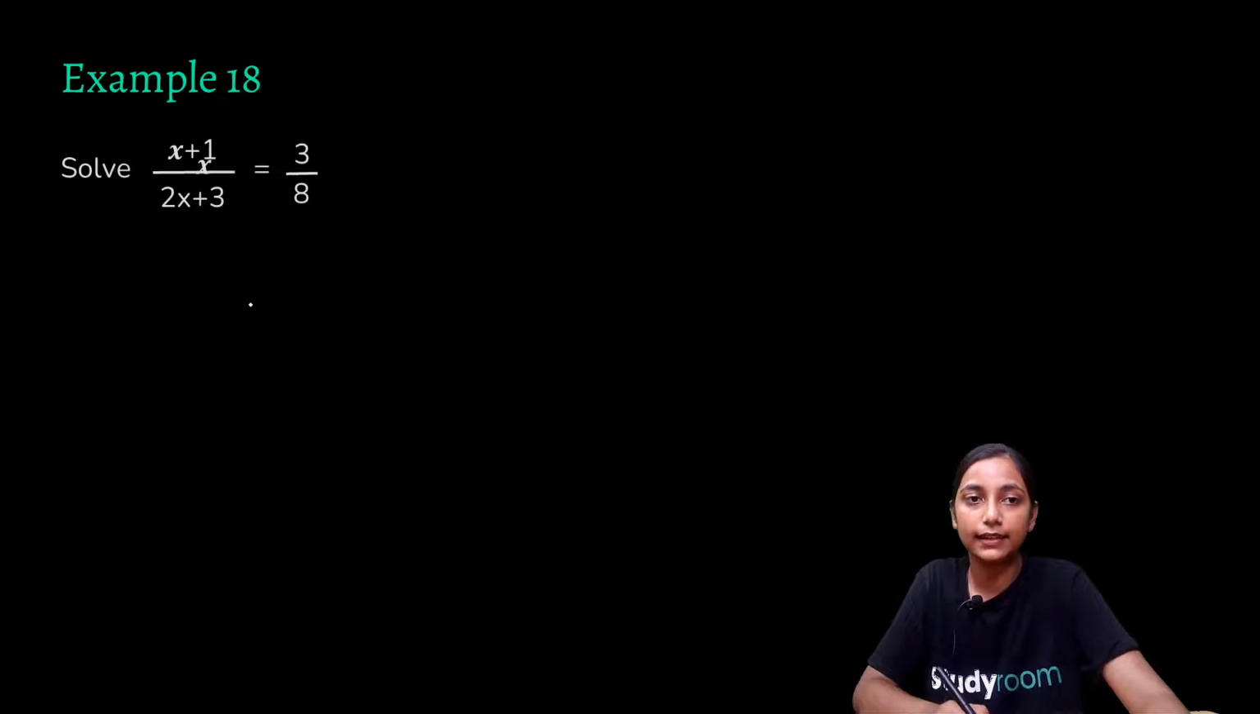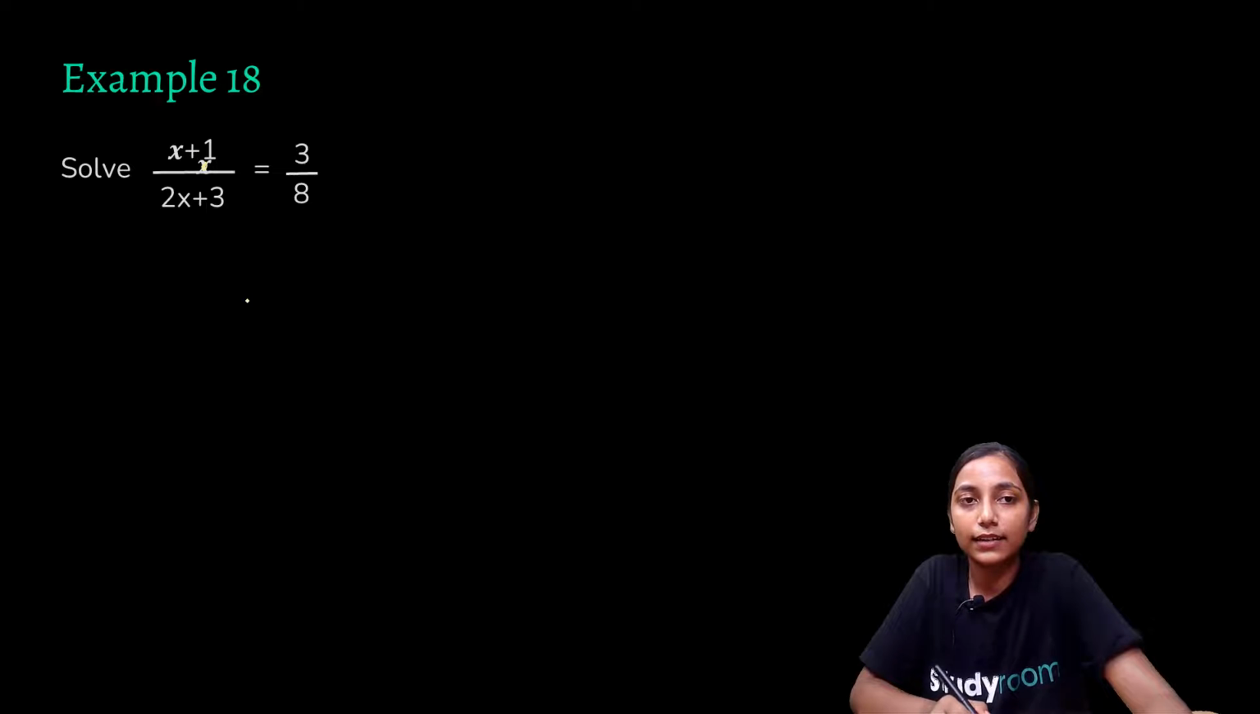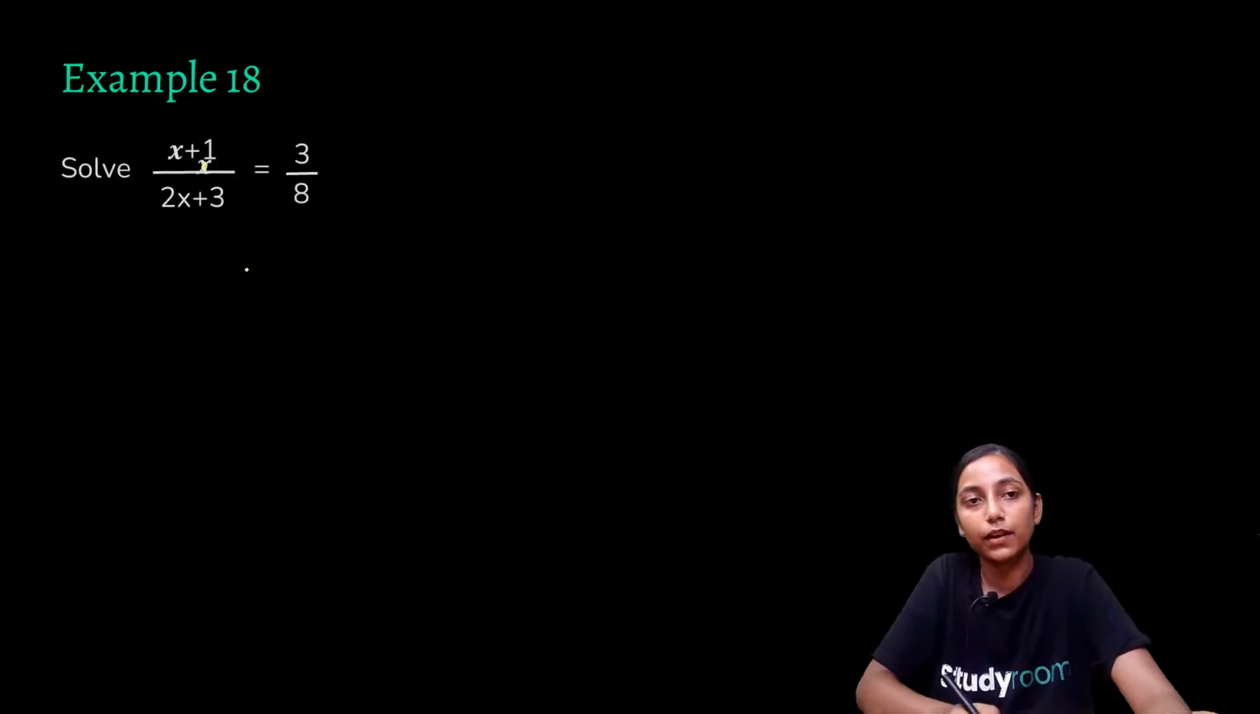Example number 18 is: solve (x plus 1) by (2x plus 3) equals 3 by 8. This is again a complex equation. We will be simplifying it first. How can we simplify it? Just think. You can cross multiply these terms.